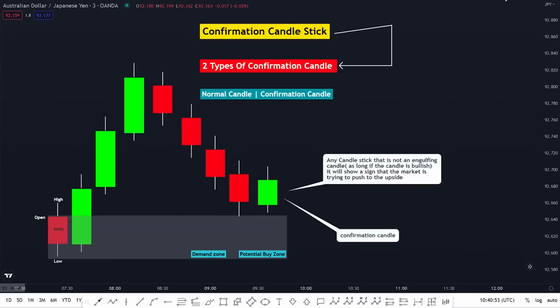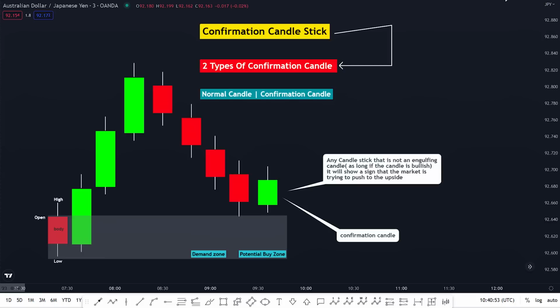Confirmation candlestick type number 2. When price reaches a demand zone it will close with either a bullish engulfing candlestick or any other candlestick besides an engulfing candle. As long as price touches the zone and closes with any bullish candle, it is called a confirmation candle. But there are two different types of touches on the zone.